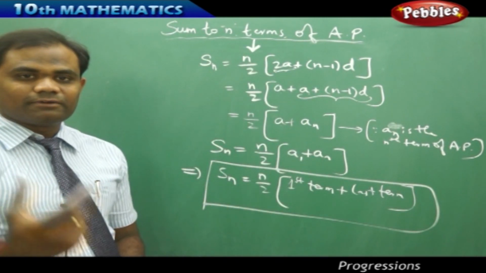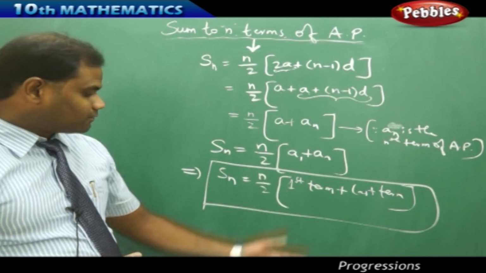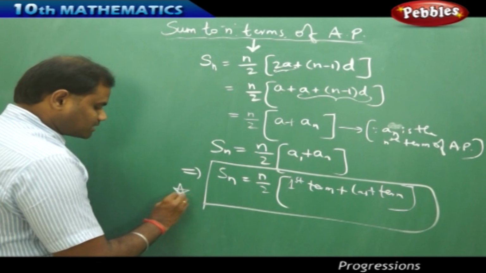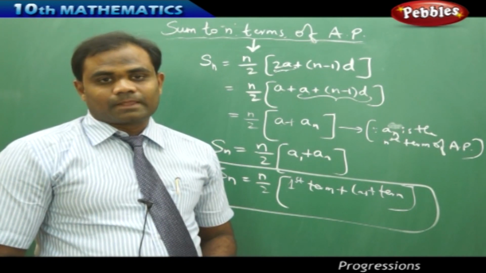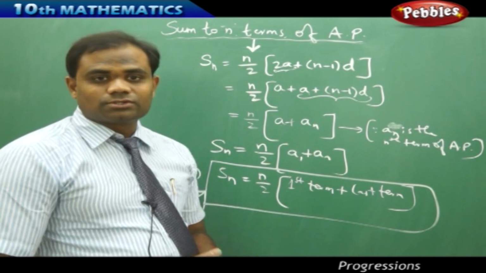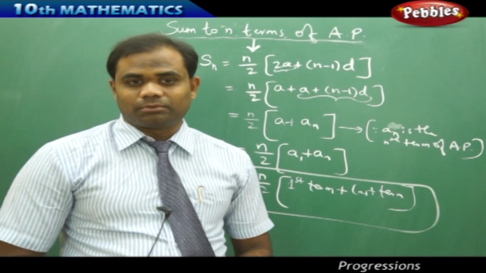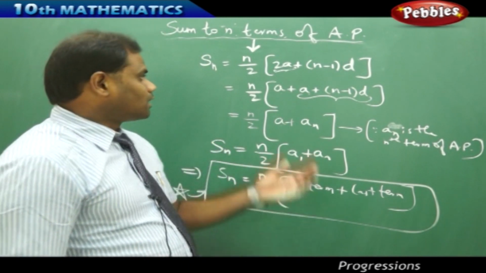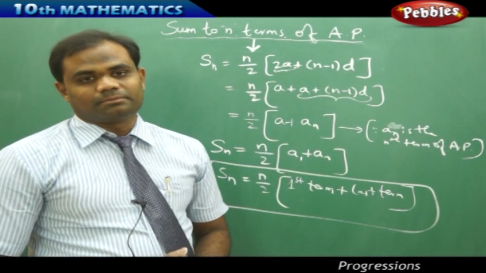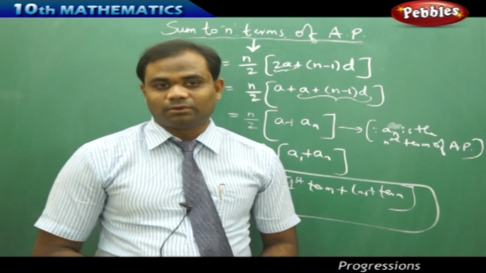So if I'm given the first term and the last term, or the first term and the nth term, I can straight away use this formula as an extension of the previously derived formula. So this formula is exclusively used only when the first and last terms are given in the problem. Other than that, if my common difference and first term are given, I use the formula derived in the previous case. So this is an extension of the derived formula.